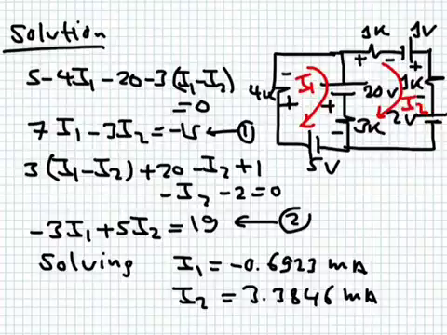So let's apply KVL. You have 3 multiplying I1 minus I2, plus 20, minus 1 multiplying I2, plus 1 minus 1 multiplying I2, minus 2 is equal to 0. Let me repeat this again. So you have here 3 multiplying I1 minus I2, plus 20, minus 1 multiplying I2, plus 1 minus 1 multiplying I2, minus 2 is equal to 0.